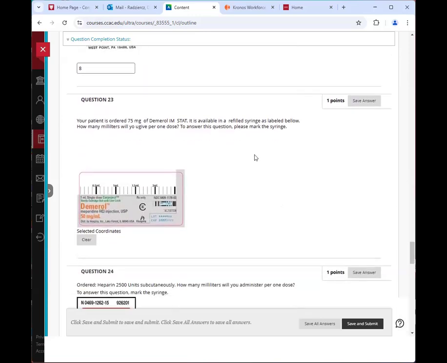Here's another marking. This time they're going to have you mark. This thing is actually called a Tubex, but they're saying mark the syringe. It's a pre-filled syringe. So all you have to do is take the order, 75 milligrams, and then compare it to the available, which is 50. So 75 divided by 50, and you're going to get 1.5. So you're going to look for 1.5 on here. You can see it's easily right here. So you can mark it right at 1.5 or on the line. I'm just going to put it right on the line.